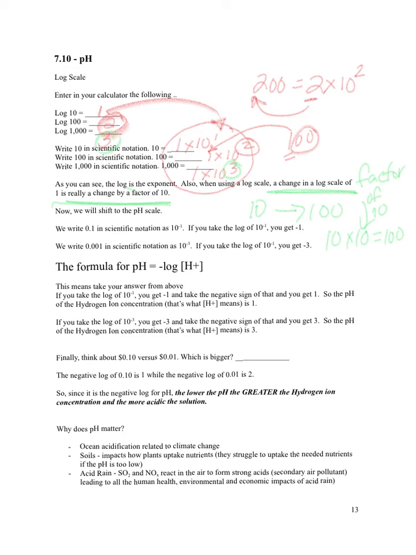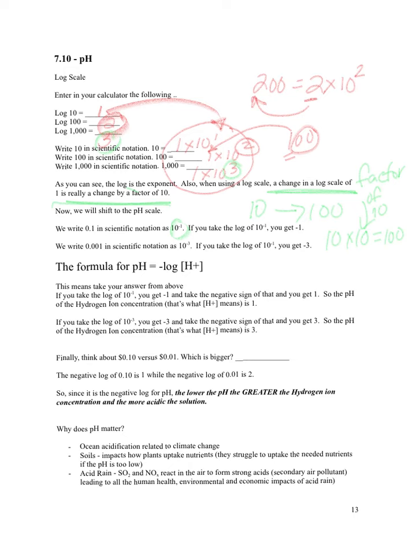Now we're going to shift to the pH scale. If we write 0.1 in scientific notation, we get 10 to the minus 1. If you take the log of that, take a moment and in your calculator type log of 10 to the minus 1. You may have to use the caret or different functionality on your calculator.